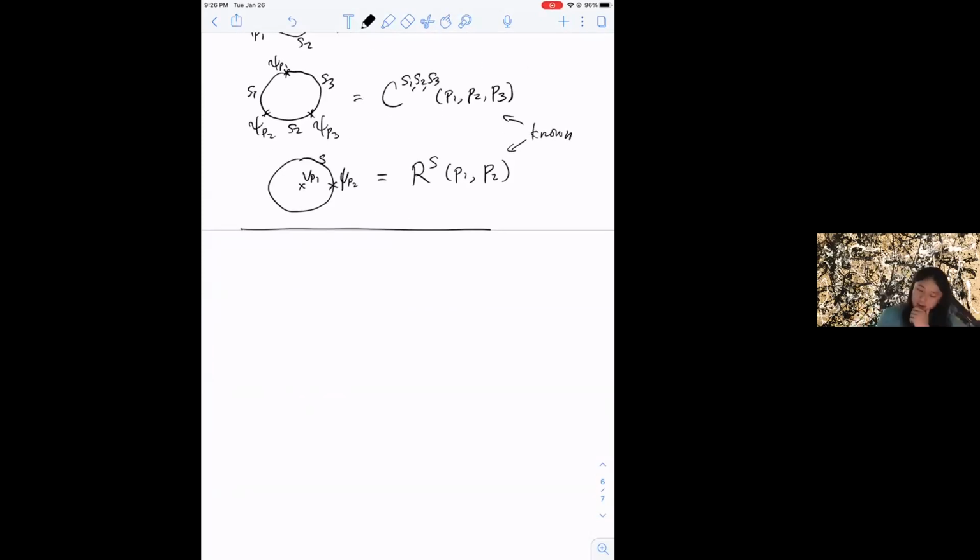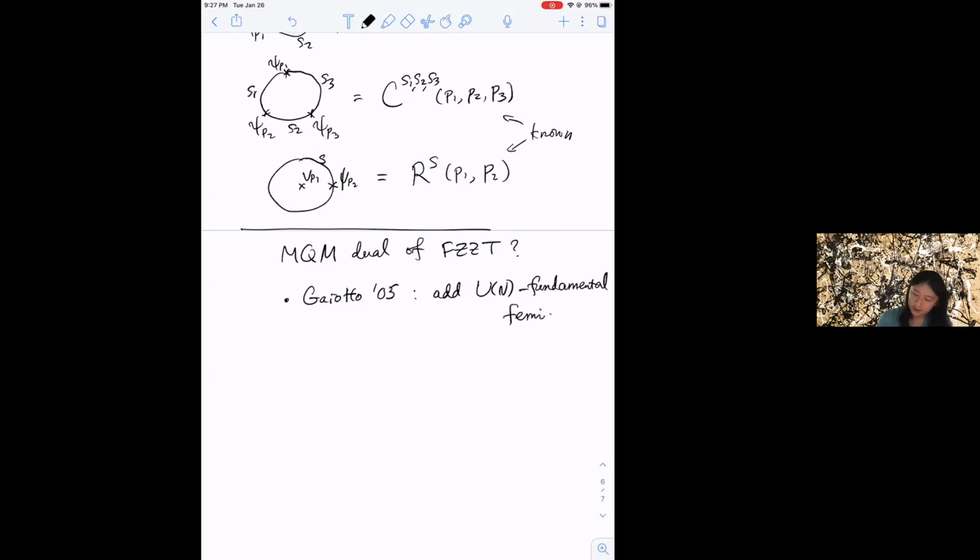Okay, so what is the matrix model dual of the FZZT brane? Well, this we don't actually know in complete detail. There's a proposal by Davide Gaiotto in 2005. The idea is that if you add the FZZT brane to c=1 string theory, to the dual matrix model you should add U(N) fundamental representation fermions, in addition to these bosonic matrices. I think this proposal is morally correct, but details remain to be clarified.